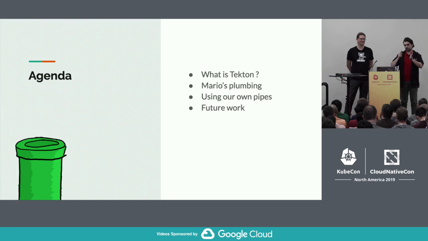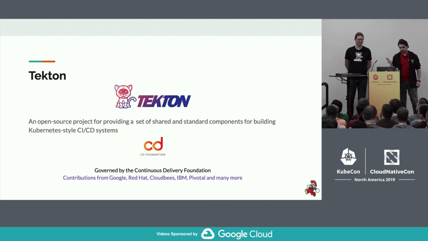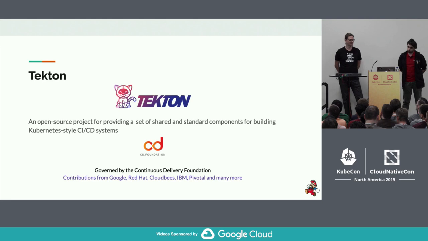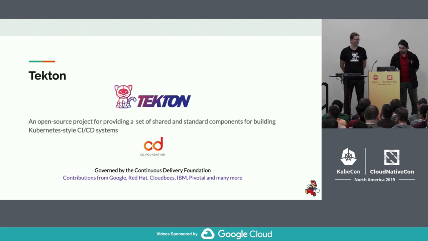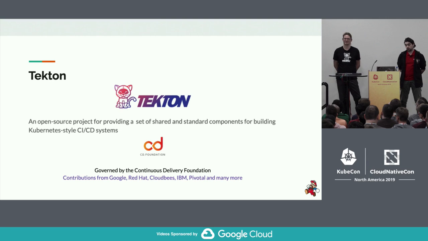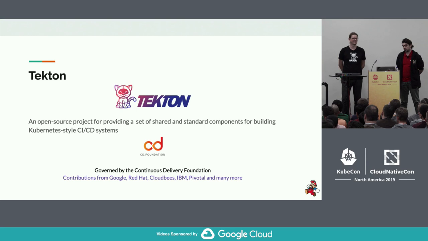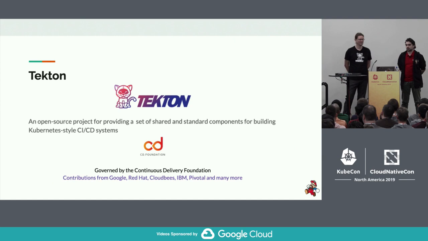So first, what is Tekton? Tekton is a set of projects, a set of components to provide shared and standard components to build CI/CD systems on top of Kubernetes. There's a bunch of projects and we discover our needs while doing it. It's governed by the Continuous Delivery Foundation, and contributions are coming from Google, who created the project, Red Hat, CloudBees, IBM, Pivotal, Salesforce. There's a lot of interest and a lot of contributors. And I think now we're over 100 contributors or something like this.